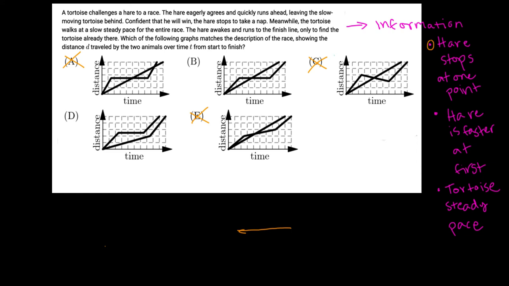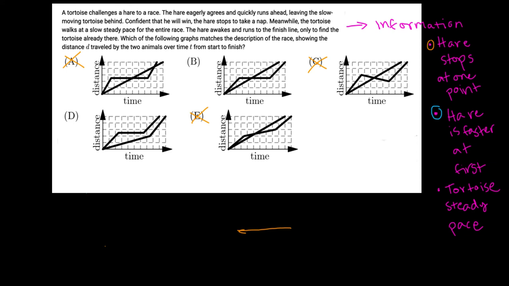Let's move on to our next point. The hare is faster at first. Now what I saw about this point is that it really doesn't give us any extra information because both our remaining answer choices do fit that criteria.